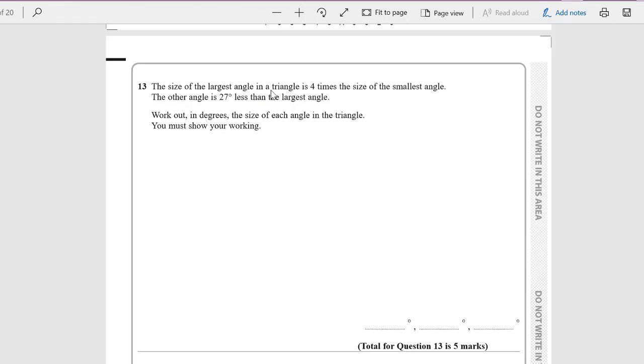Okay, so the size of the largest angle in a triangle is 4 times the size of the smallest. So I'm just going to use x and 4x. So this is the largest, and this is the smallest. Okay, the other angle is 27 less than the largest angle. So I should do 4x minus 27. So that's the other angle.